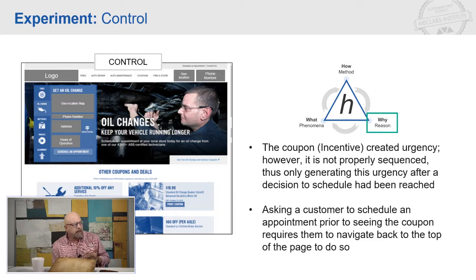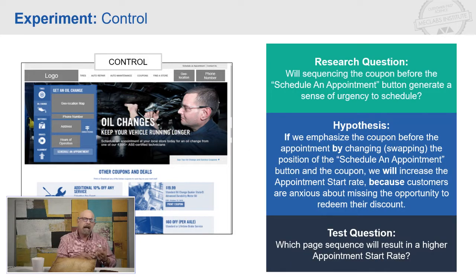Now, if you're wondering, well, what does that mean? Just look ahead. So that led to a certain research question. Will sequencing the coupon before the schedule an appointment feature or its button generate a sense of urgency? Because the coupon has a limited, it has an expiration date.